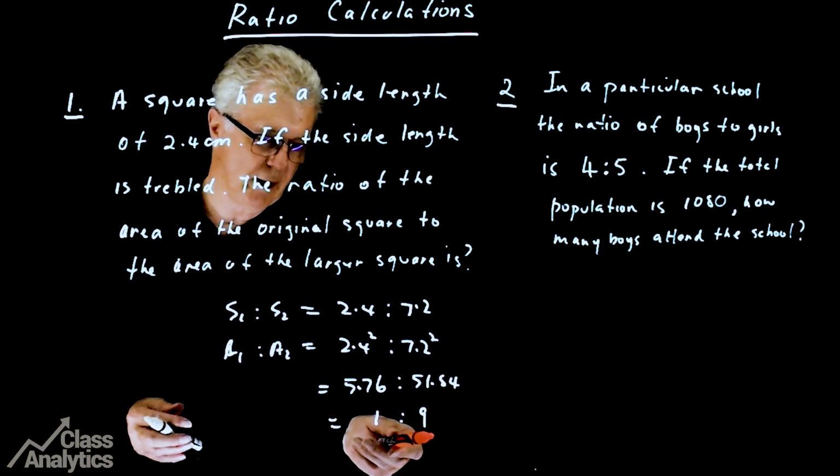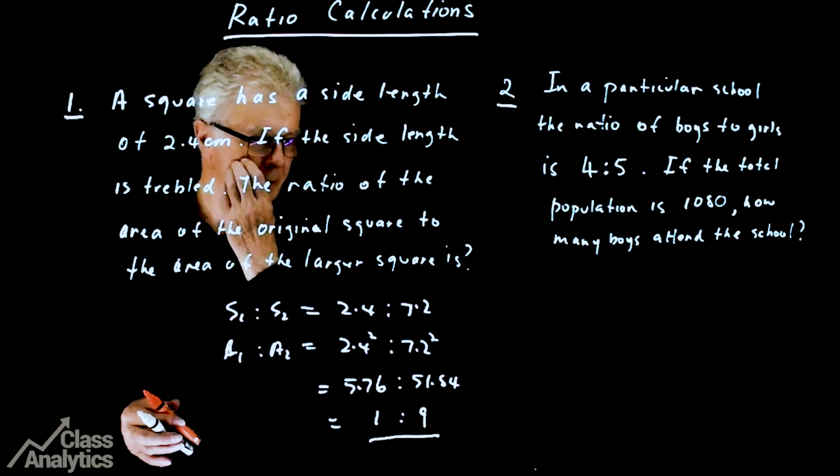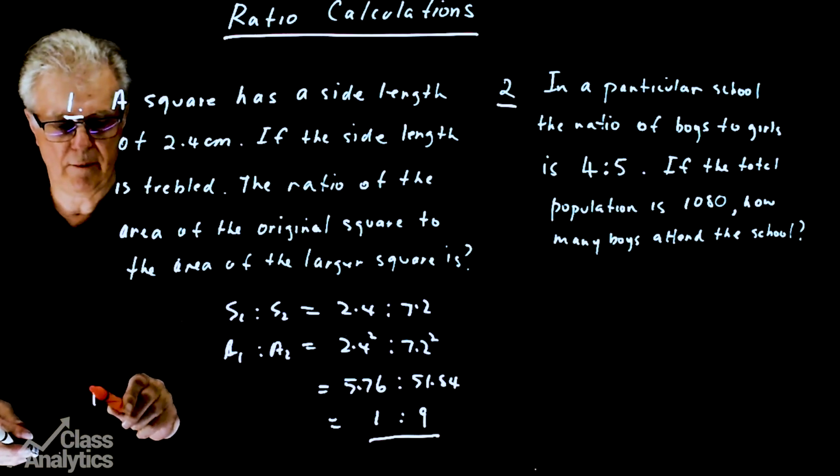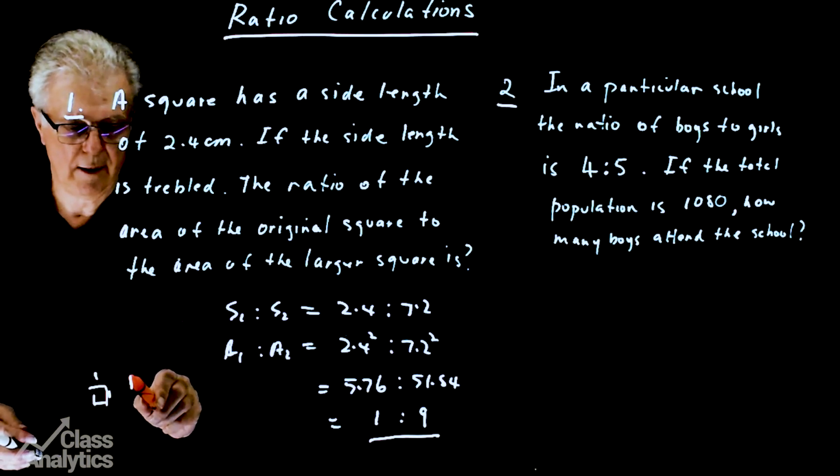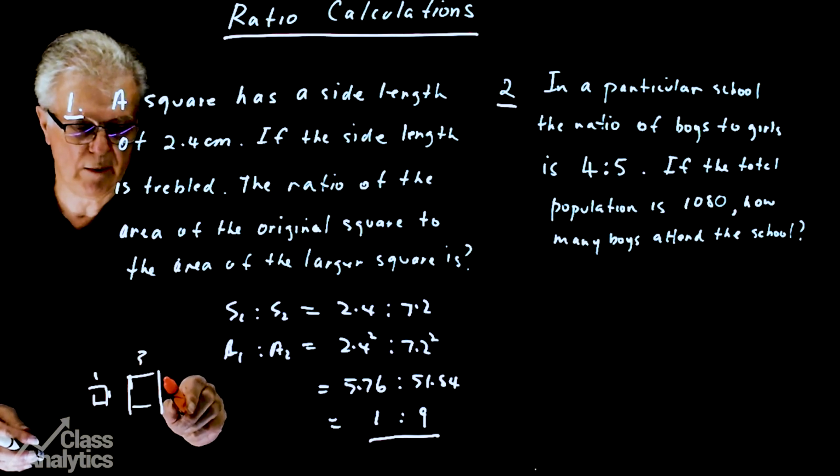Now we didn't have to go through all that, because it was the area of a square, and we had 1 by 1, and we made that 3 by 3, then the ratio is going to be 1 to 9.